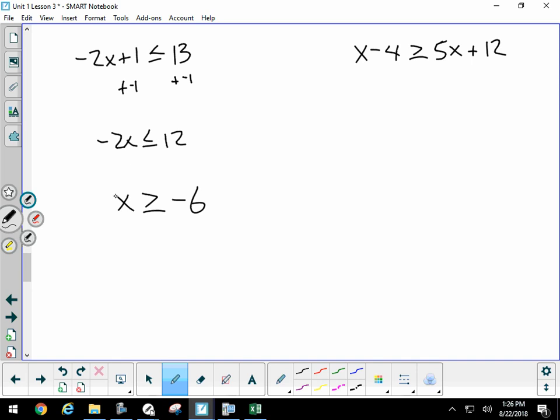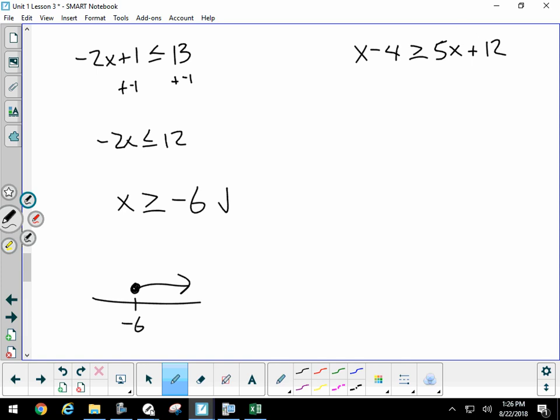Let's check a value like 0. If I plug in 0, do I get a true statement? 1 is less than 13. That's true. If I plug in 1, I get negative 2 plus 1. That's negative 1. That's less than 13. That's true. So this checks out. It's always good to check your answers, bigger than or equal to negative 6. Let's maybe do graphically this time.